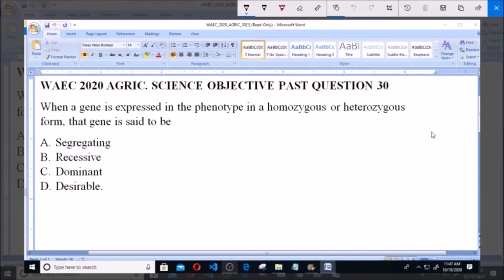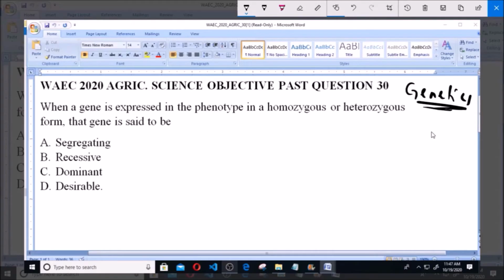When a gene is expressed in the phenotype in a homozygous or heterozygous form, that gene is said to be: A. segregating, B. recessive, C. dominant, D. desirable. So this is under genetics. Be it plant or animal genetics, it is basically the same principles that apply in this aspect of gene expression.